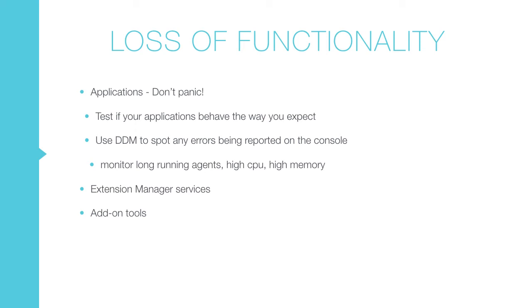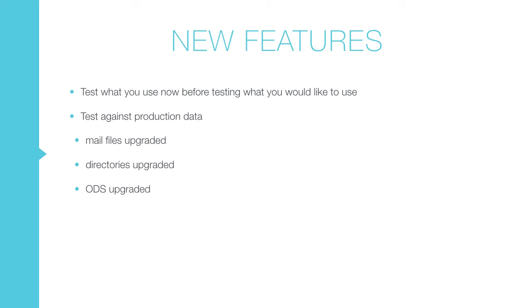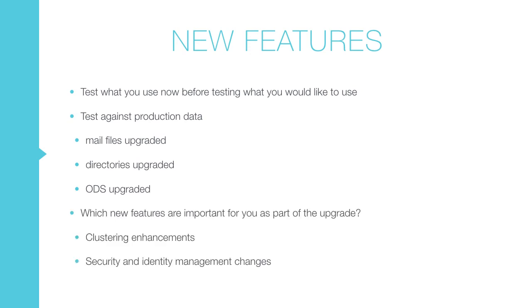All of that leads into your plan, because that's going to tell you if you're going to lose any functionality or whether you might need to upgrade ancillary products as you move forward. Then let's talk about new features. Test what you use now before testing what you'd like to use. Test against production data. Test things like upgrading mail files to a new template, testing upgrading your directories, testing upgrading the ODS. Consider what new features are important to you as part of your upgrade. Clustering enhancements, security and identity management changes.